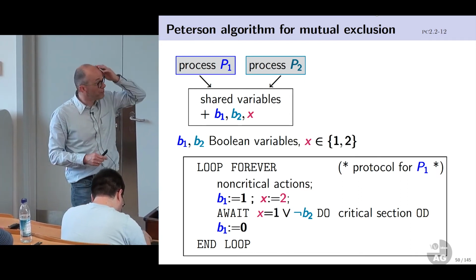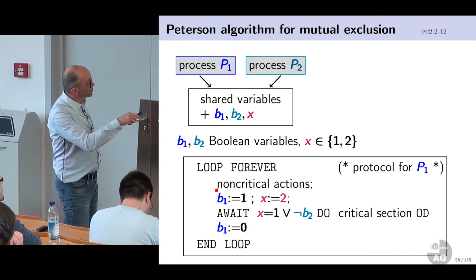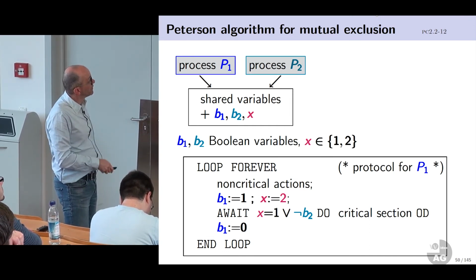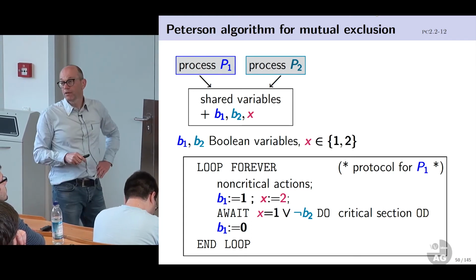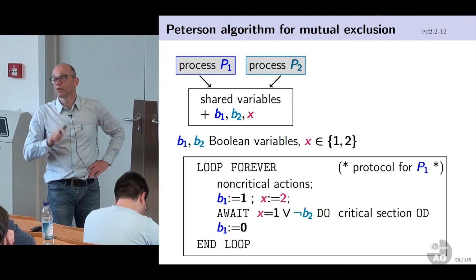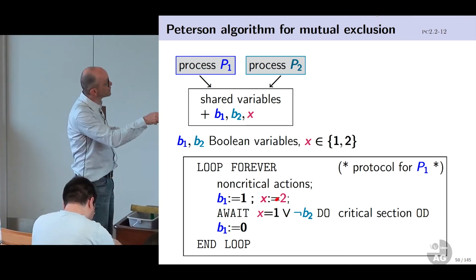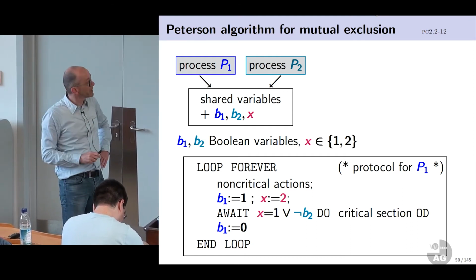So here's the protocol for P1. It's again an infinite loop. You can do something non-critical, that's okay. Then you set the local variable B1 to 1, indicating I am number 1, I would like to have access to the critical section, intuitively speaking. You set x to 2, giving the possibility that process 2 also has access to the critical section.